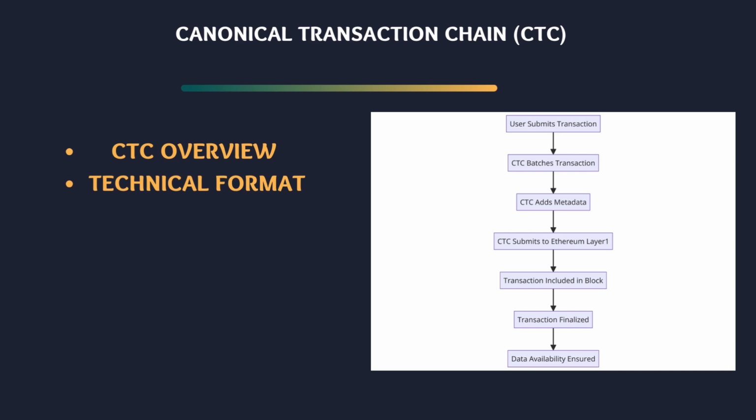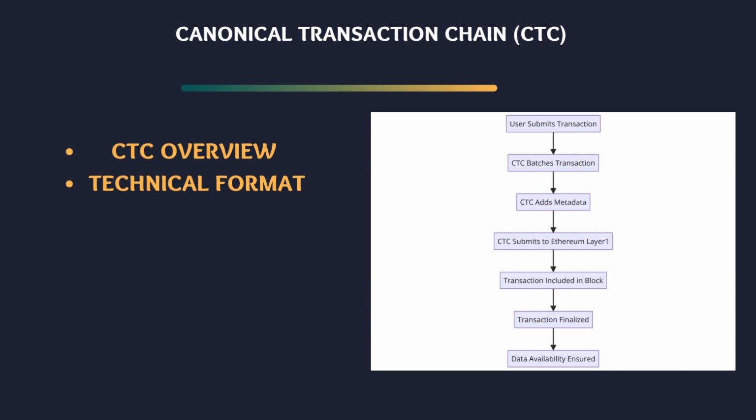1. User submits transaction. The process begins when a user submits a transaction to the Optimism network. This transaction is the initial step in our flow. 2. Once submitted, the canonical transaction chain, CTC, batches the transaction. This batching process groups multiple transactions together, preparing them for efficient processing. 3. In the next step, the CTC adds essential metadata to each batch. This metadata includes information necessary for the identification and verification of transactions, ensuring that each transaction is properly accounted for.